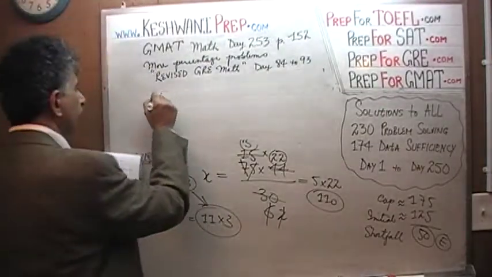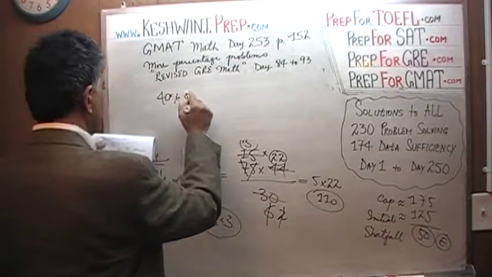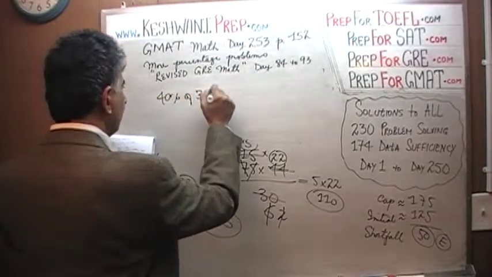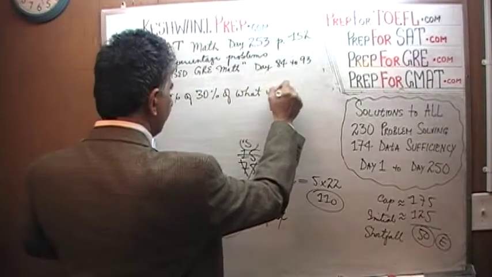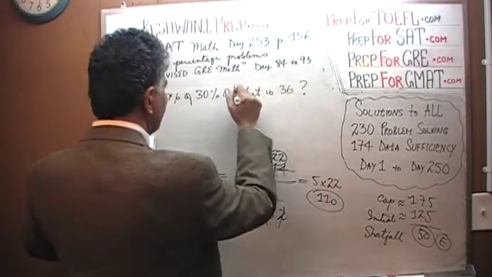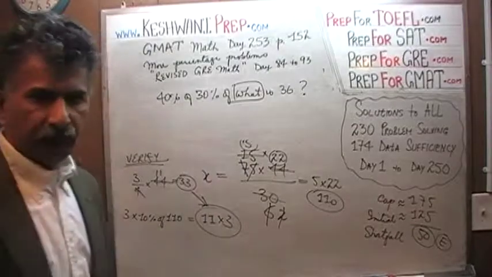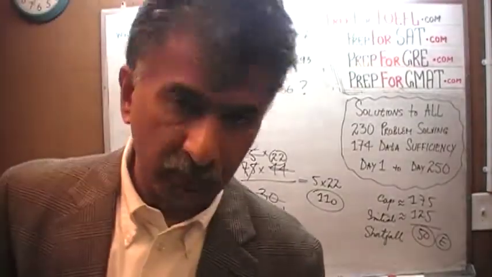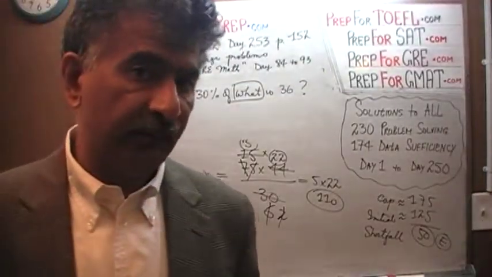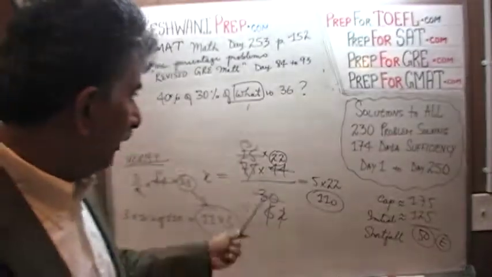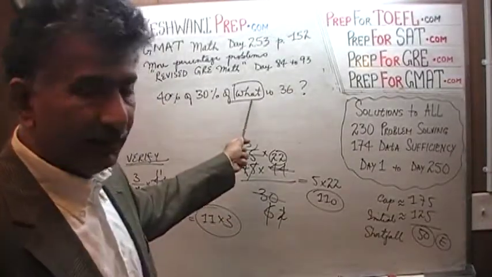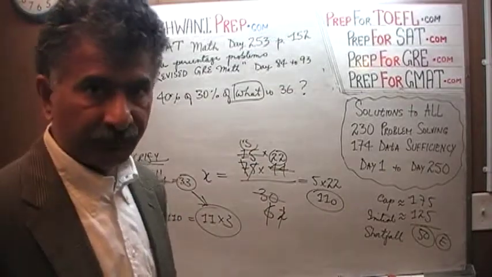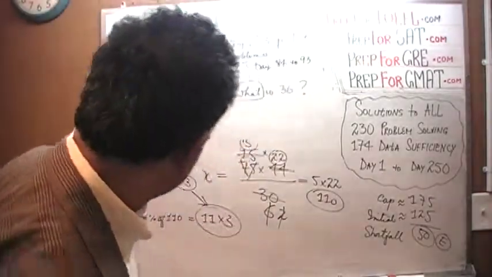40% of 30% of what is 36. Now remember, we are solving for this part. The what part is the unknown part. That's what we are solving for. So whatever we find as the unknown quantity has to go in this place, and the whole thing has to make sense. Do you understand? Let's set up the equation as before.